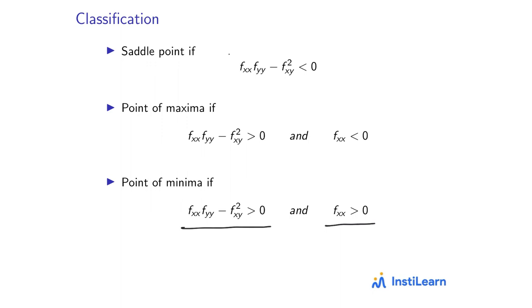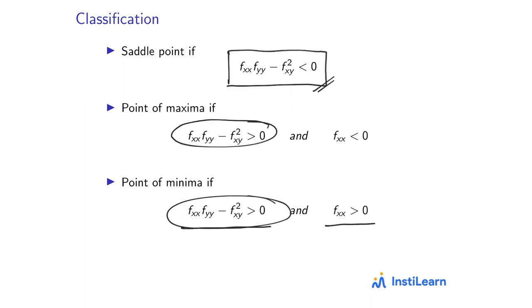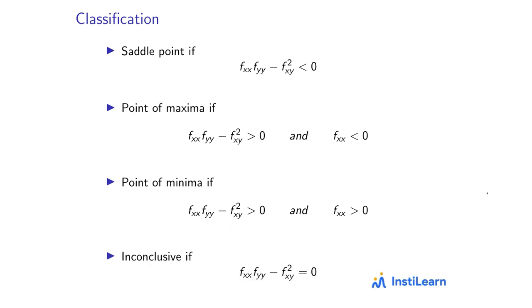So if the value of fxx fyy minus fxy square is negative, then it is a saddle point, and if it is positive, then there are two cases. If fxx is negative, then it is a point of maxima, and if fxx is positive, then it is a point of minima. Remember that we can't say anything about the point if the value of fxx fyy minus fxy square at that point is 0.